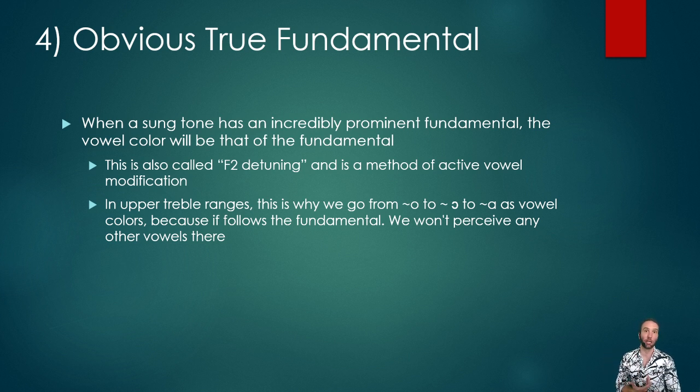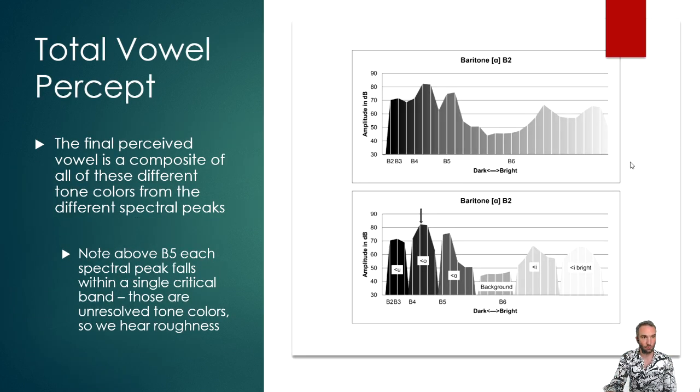And I think that we can all agree that that happens, and what the terminology is really depends on who you're talking to and what your goals are. And that's what we call F2D tuning. Because once the other harmonics aren't as strong, we're really just riding that first harmonic, and that's where we're getting our vowel tone color from. And we'll talk about that more once we start talking about active vowel modification in the next sections. Okay, so those four things together create the total vowel percept.